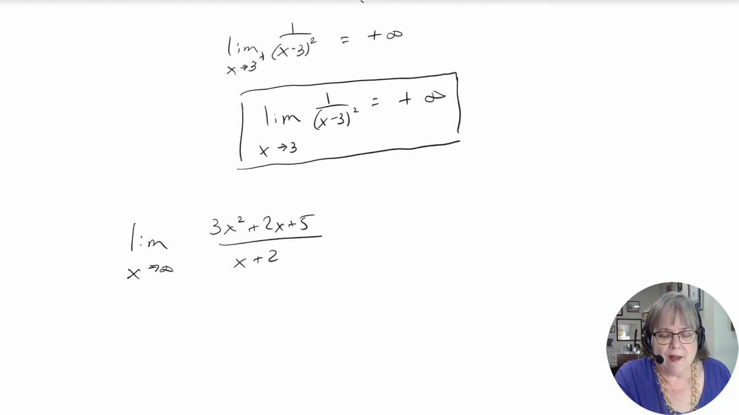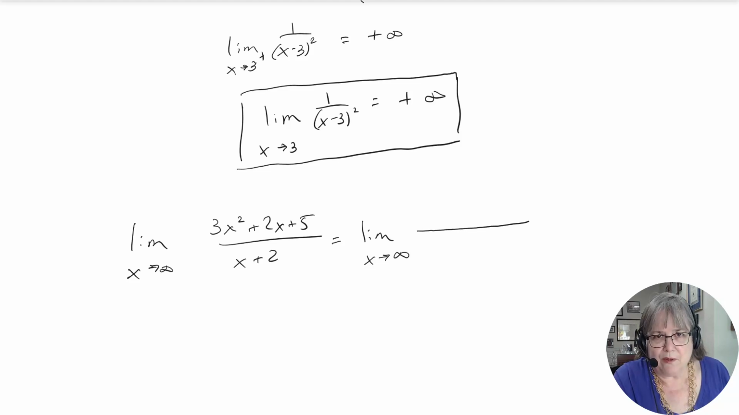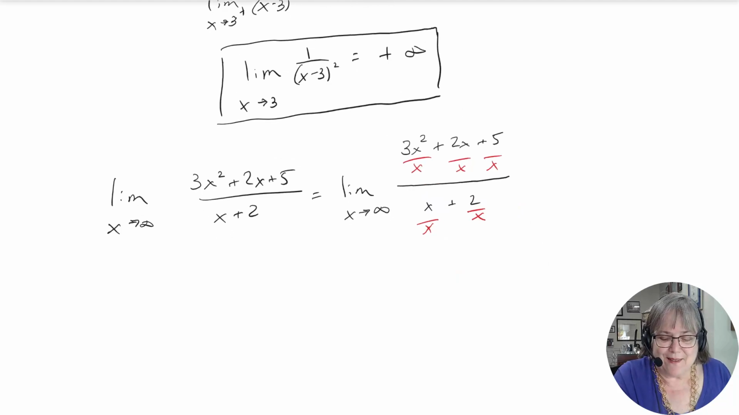But for the more common type that looks like a rational function, the idea is you divide each term within the fraction by the biggest powered variable in the denominator. The biggest powered variable in the denominator is x. So you would have 3x squared plus 2x plus 5, over x plus 2, and you're going to divide everybody by this x. That's just a technique you use. Go see the video, because there's a whole video on this.